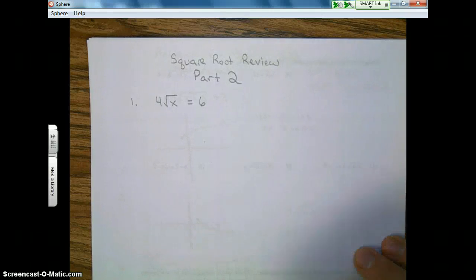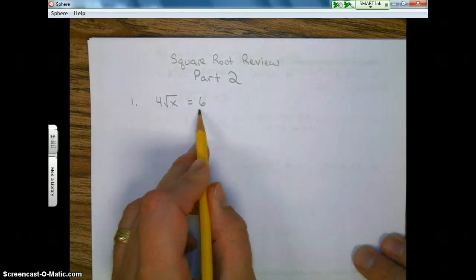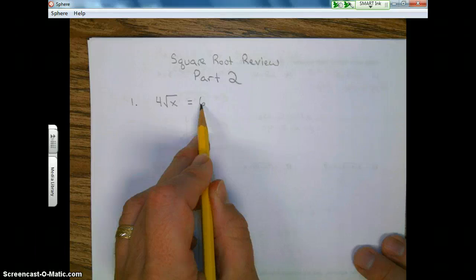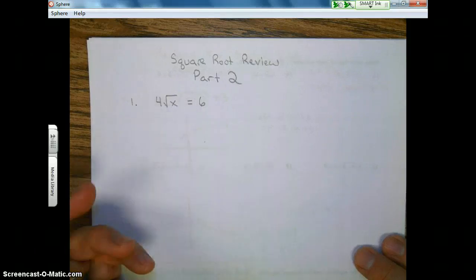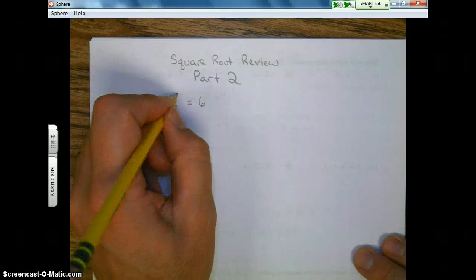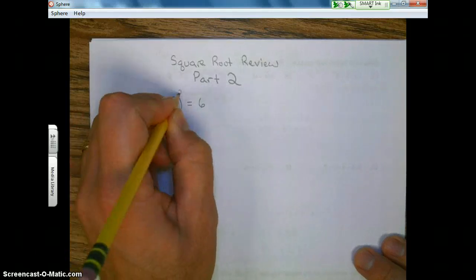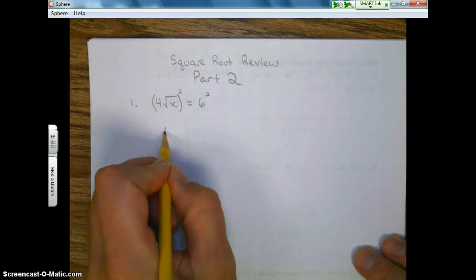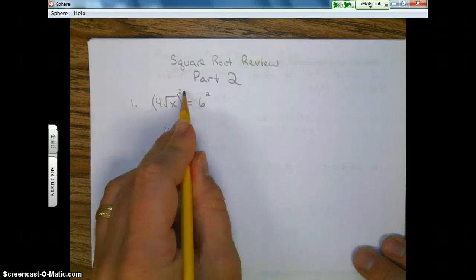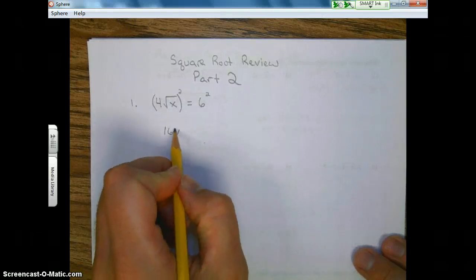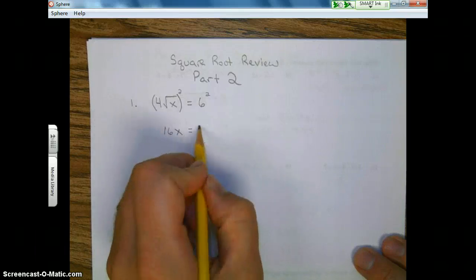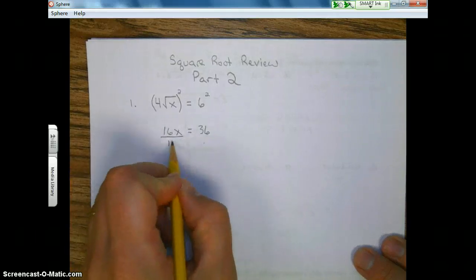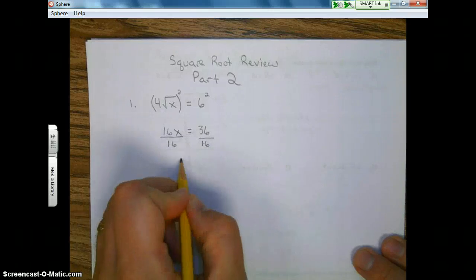Okay, so you could approach this one of two ways. We could start off by dividing both sides by 4, but 4 doesn't go into 6 evenly, so I would probably hold off on that and just go ahead and square both sides. So we're squaring the 4, which is 16, and then the square cancels out the square root, and we get 36 on the right. And now we're ready to solve for x by dividing by 16.